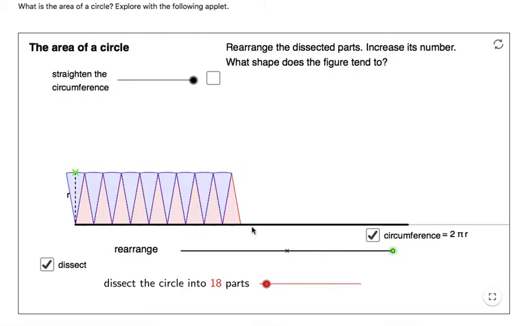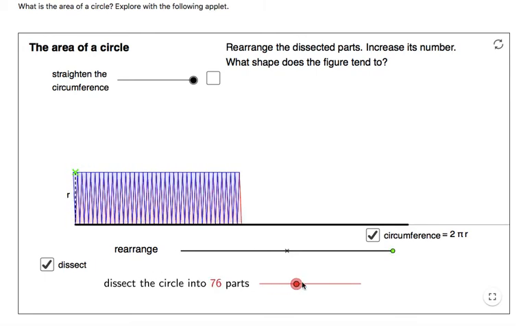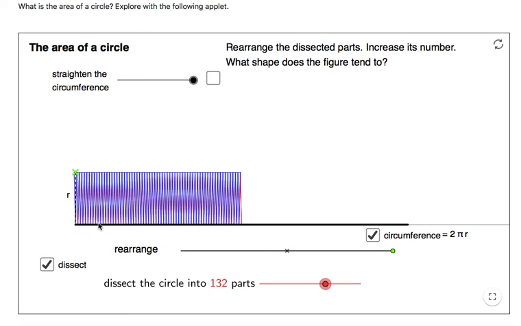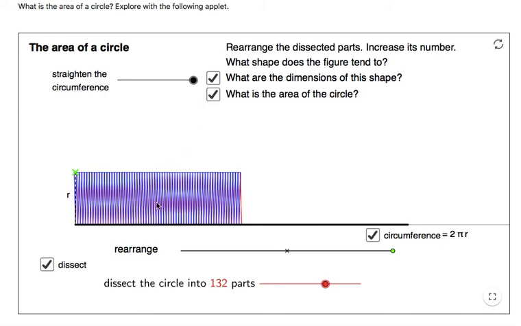So I'm dealing with a width of pi r, and the height of this is going to be the radius of that circle. So essentially what I'm generating is pi r along the base times r along the height, and that's going to give us pi r squared. And this is how we can justify the area of a circle. I rearrange the dissected parts, and the figure tends to become a rectangle, and so the area of the circle becomes pi r squared.